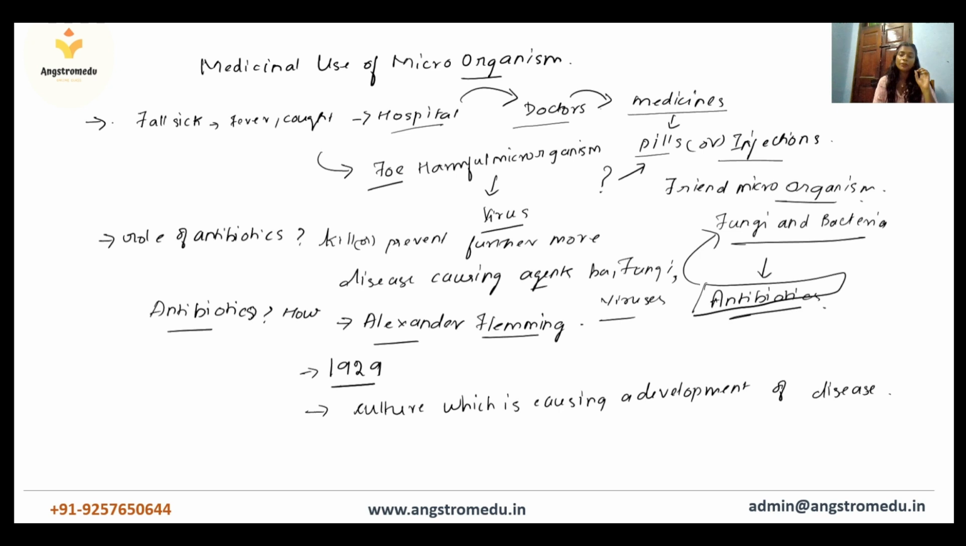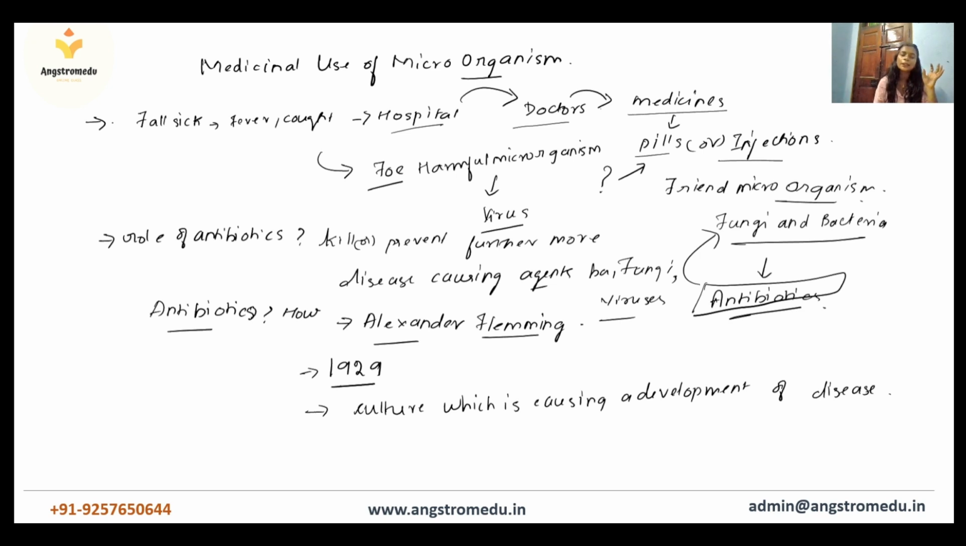The friend microorganism might be in the form of fungi and bacteria, and we consider that as antibiotics. What is the role of it? It will kill or prevent further development of disease-causing agents like fungi, bacteria, etc. By studying this, we come to know about antibiotics, which were discovered by Alexander Fleming in the year 1929.